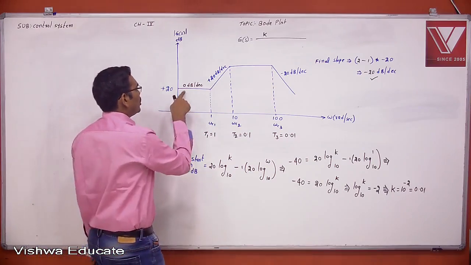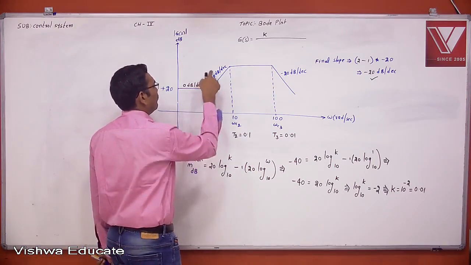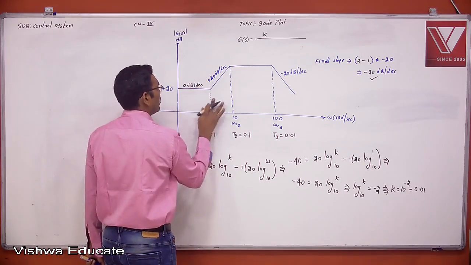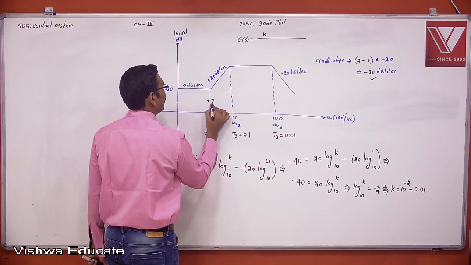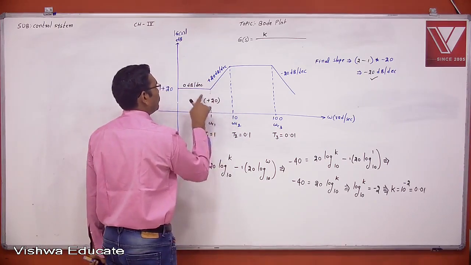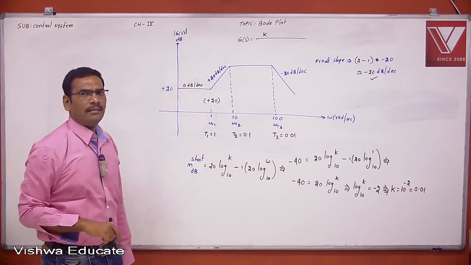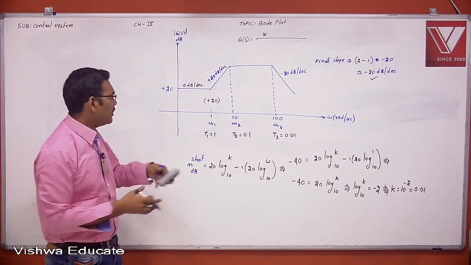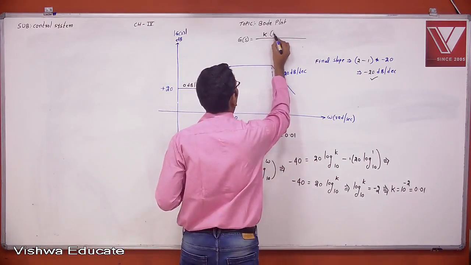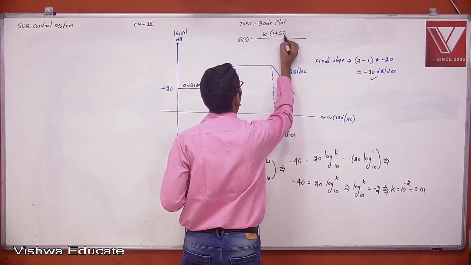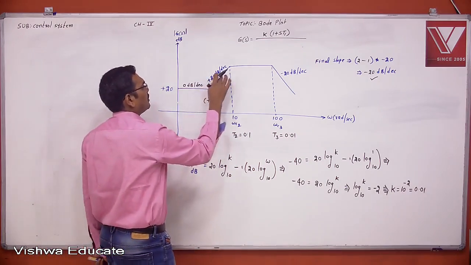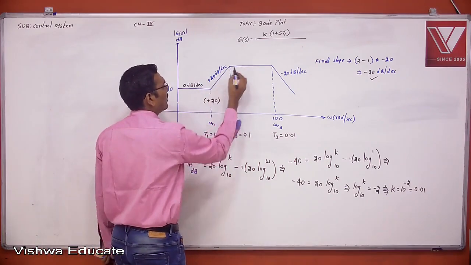Next, this 0 dB per decade will become plus 20. Am I right? Means how much is added? The added value is plus 20. Who will give plus 20 at a corner frequency? One simple zero, 1 plus s T1. Next, plus 20 will become 0 dB per decade.